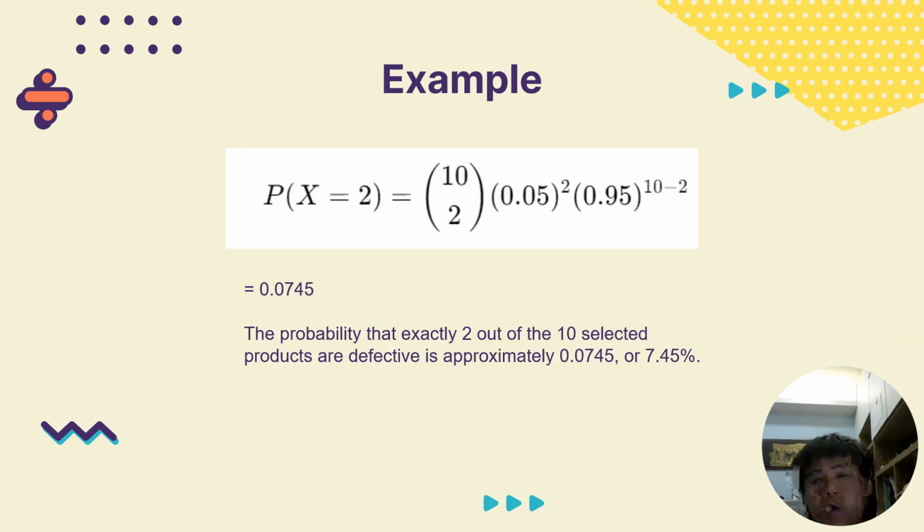After you have all the values, just plug them into the equation and you'll find the answer. The probability that exactly 2 out of 10 selected are defective is approximately 7.45%. Just plug in the numbers and use your calculator, TI-84 or CAS, whatever you're using, and you'll find the answer easily.